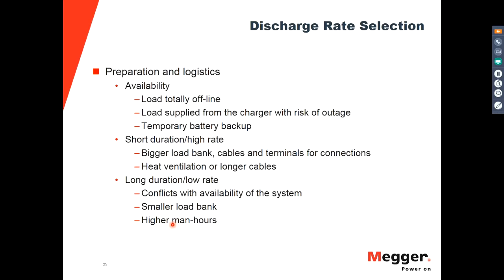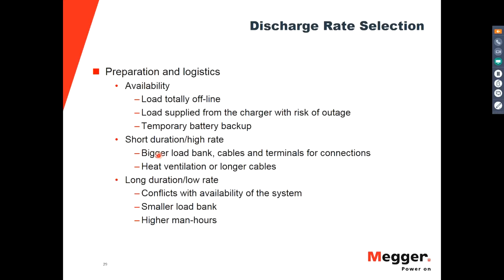Also, if you are getting prepared for the test, you need to consider the availability. If you don't have all the means, you might have the load totally offline, or you might have that depending just on the charger while the battery is being tested. But if something happens, then you lose the charger and you don't have a backup, or you have to consider a backup. So these are things that add a cost to the test, and also all of the preparation and the resources that you need to consider.